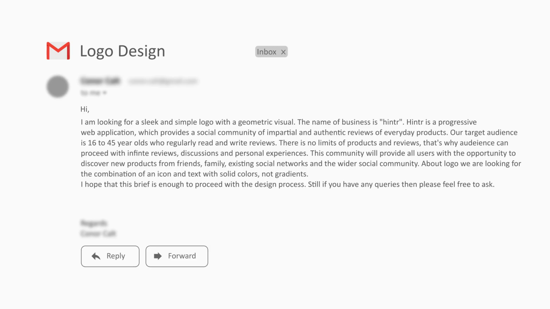So the client says that I'm looking for a sleek and simple logo with a geometric visual. The name of the business is Hinter. Hinter is a progressive web application which provides a social community of impartial and authentic reviews of everyday products. Our target audience is 16 to 45-year-olds who regularly read and write reviews.